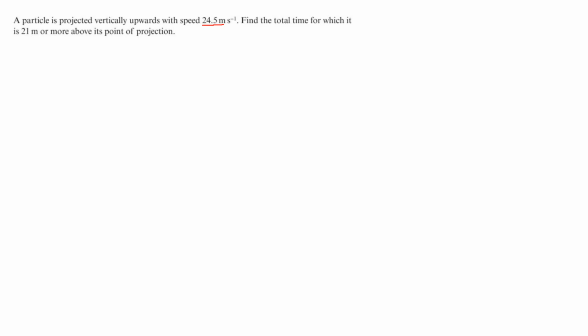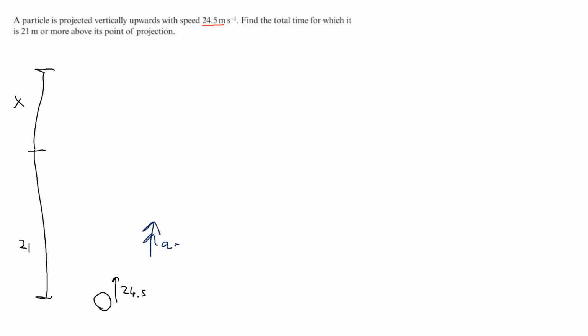So we have 21 meters. We have x meters. And here we have a ball with velocity 24.5. All right. Now, what we want to do is to model the acceleration this time. Because it's going against gravity, the acceleration is going to be minus 9.8.